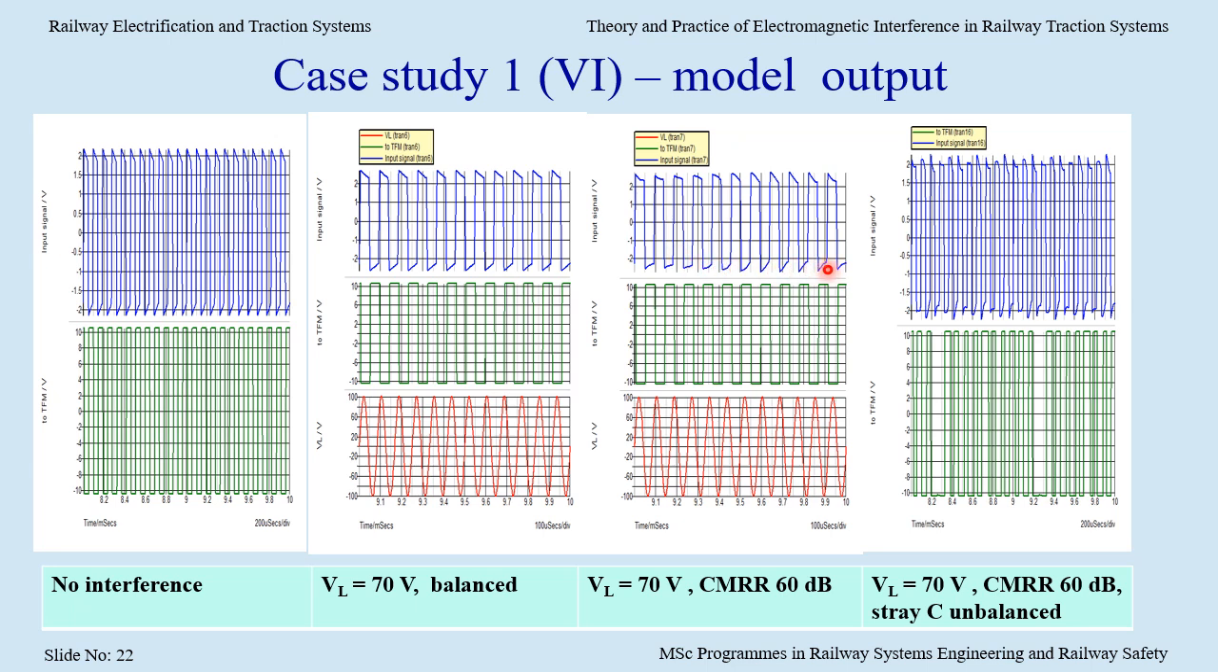In the fourth case, we introduce a difference in the stray capacitance across the transformer, and here you can see there is now an effect on the output signal. So for what looks like the same input signal, we're now getting missing pulses and extra pulses.